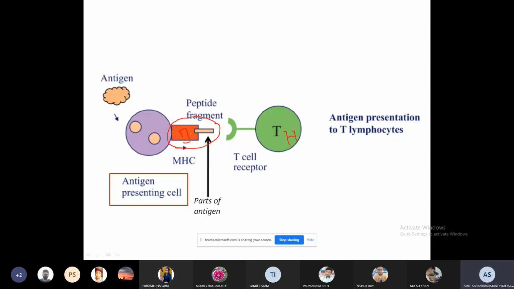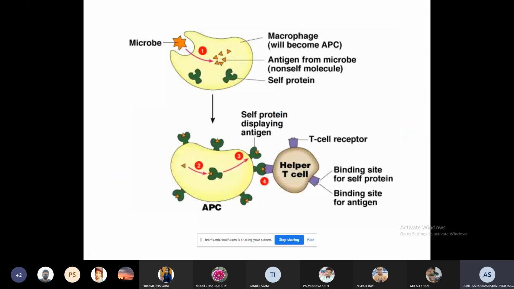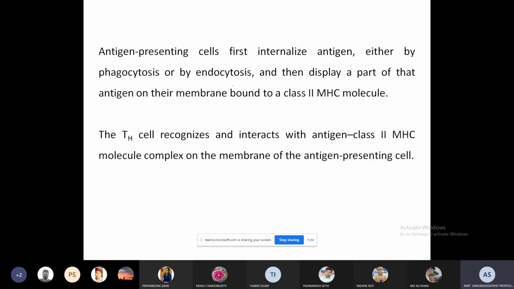If you remove this class 2 MHC molecule and replace it with class 1, T helper cell has no interest in that. For that we have T cytotoxic cell. That's a totally different ball game. That's why I'm saying that T helper cell recognizes and interacts with the antigen class 2 MHC molecule complex on the membrane of the antigen presenting cell.